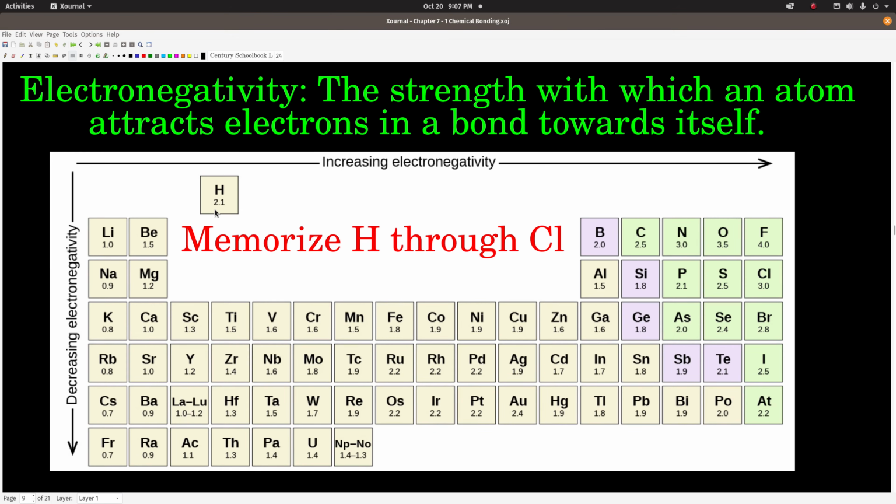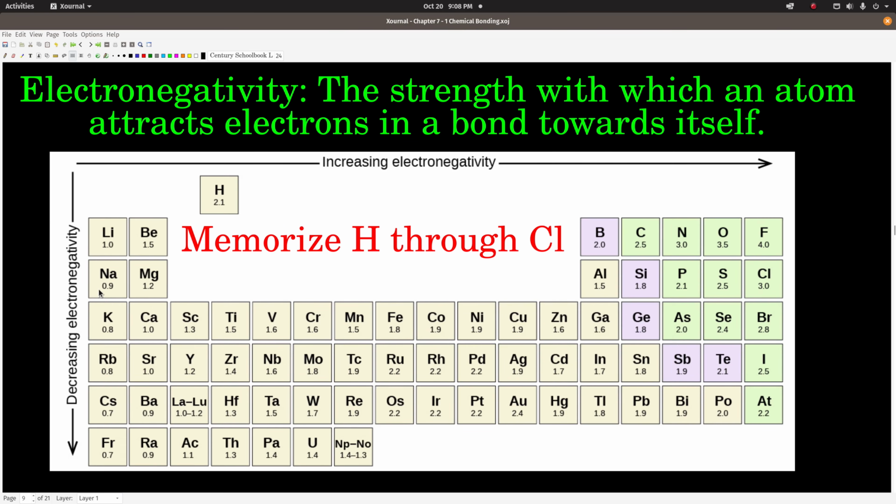Now, it's going to be really useful to know these numbers. I only ask that you memorize from hydrogen through chlorine. So hydrogen, lithium, beryllium, boron, all the way through chlorine. There's a real easy pattern here. Hydrogen is just kind of weird, it's off by itself. It's 2.1, just kind of memorize it. But this first row has a really nice pattern. If you start out with 1.0, it just goes up 0.5 every element you go over: 1, 1.5, 2, 2.5, 3, 3.5, 4.